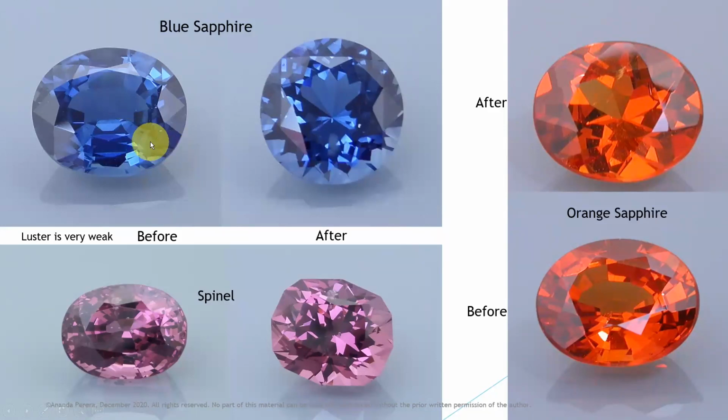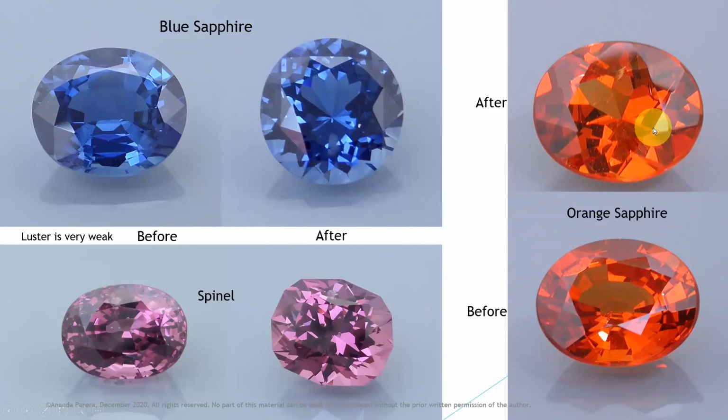So the stone is more beautiful here than this. This is before cutting. This is after recutting. And this spinel, before cutting, luster is weak. Windows are there. So after recutting, the shape changes according to the length and the width. After that, it is giving good luster here. The stone is beautiful.